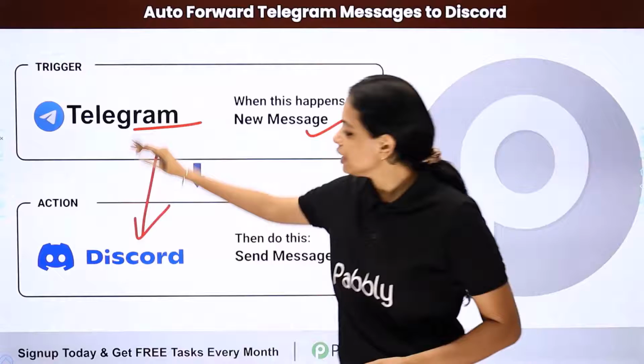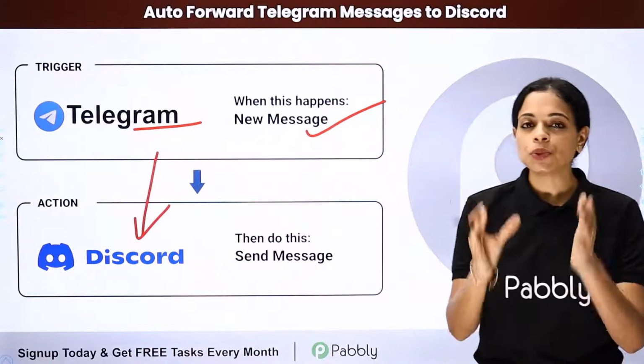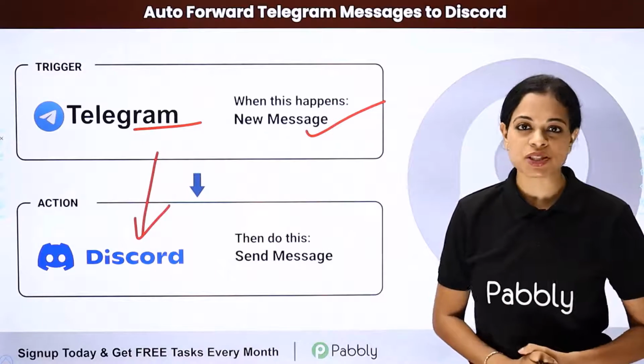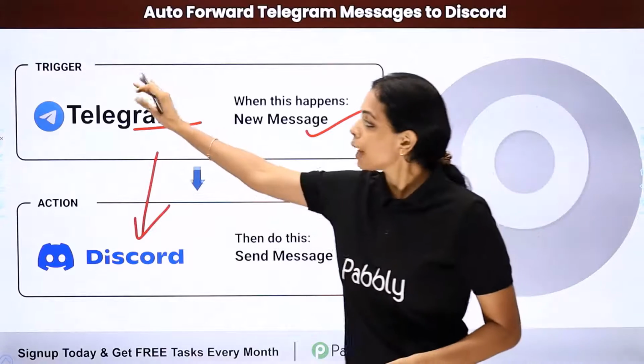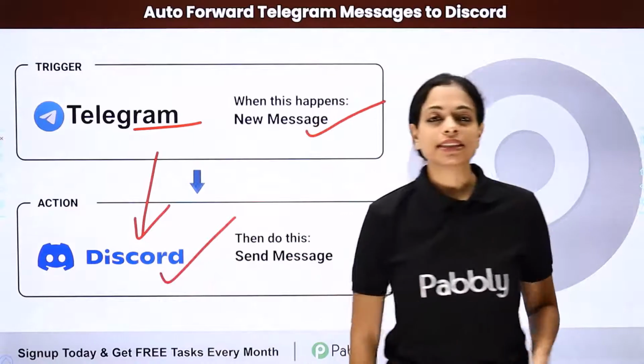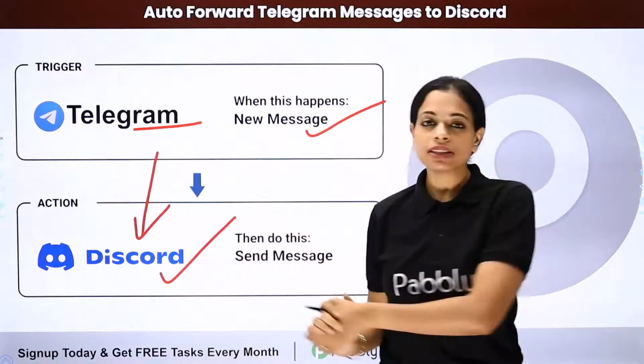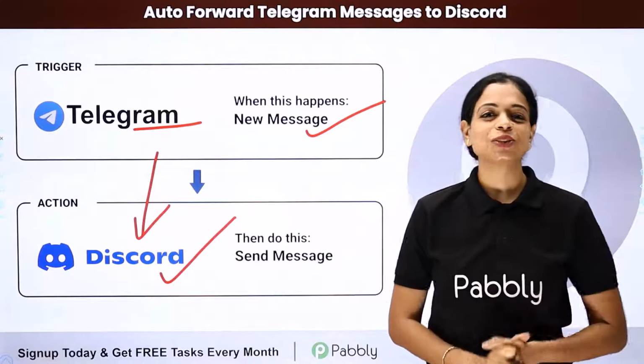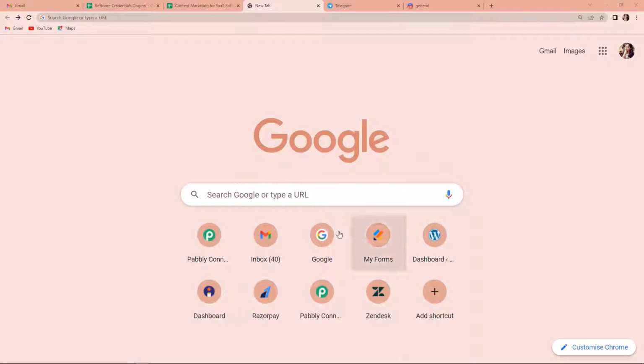For this, you will have to integrate these two applications, and you can do the same with the help of Pabbly Connect software. Now, here your trigger application would be Telegram and your action application would be Discord. Now, how would you do it yourself? For that, let me take you to my screen. So let us begin with the process.